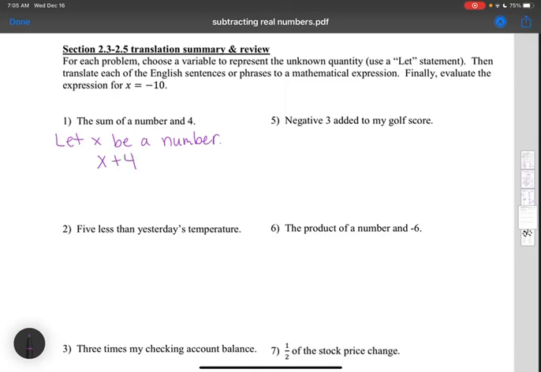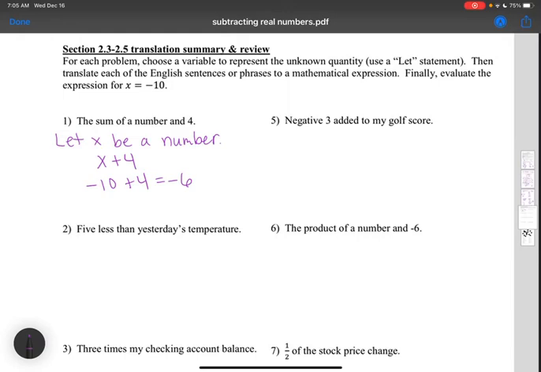That's the second part. The third part says to evaluate your expression for x equals negative 10. So if I plug in a negative 10 where I see an x, a negative 10 plus 4 is a negative 6.